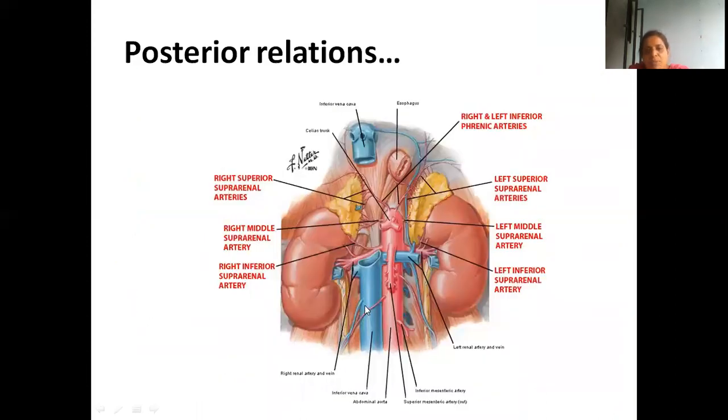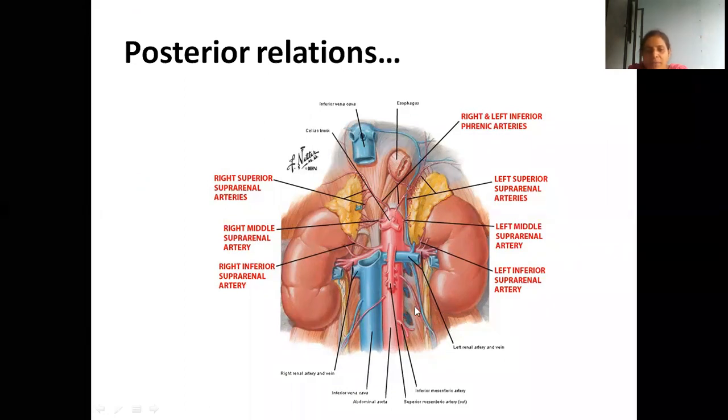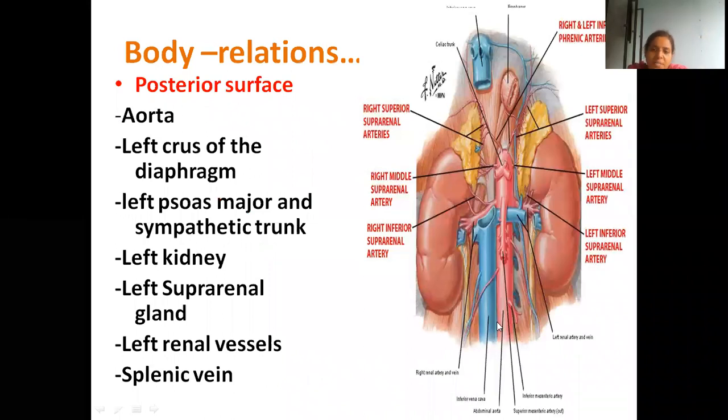So posteriorly, that means you have removed pancreas. What we are finding, obviously, we are finding left renal vein, left renal artery, left kidney, left crus of diaphragm, abdominal aorta, psoas major muscle, left ureter, left gonadal vein, like that. So if you understand the picture, you can write in your own words. You have removed pancreas here. So it is related to aorta, left crus of diaphragm, left psoas major muscle, left sympathetic chain, left kidney, left suprarenal gland, left renal vessels. Whatever I told you, everything is here.